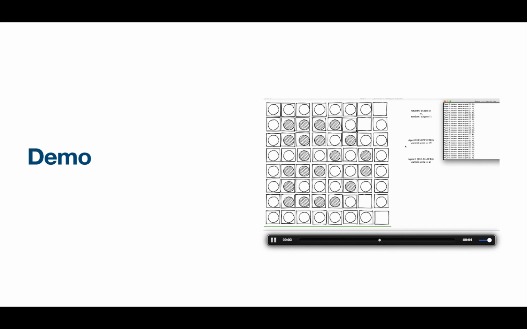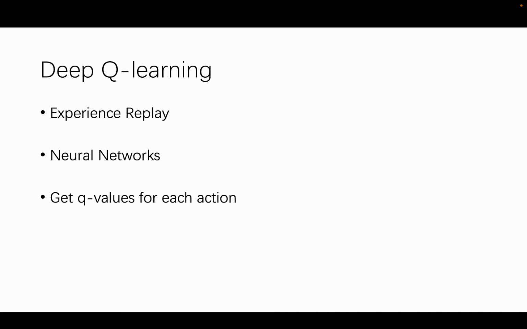As we can see now, both of the agents are reluctant to occupy the sub-corners, which are these four corners, and they tend to occupy the four corners in order to win the game. Now let's take a look into the second technique we use, which is deep Q-learning.